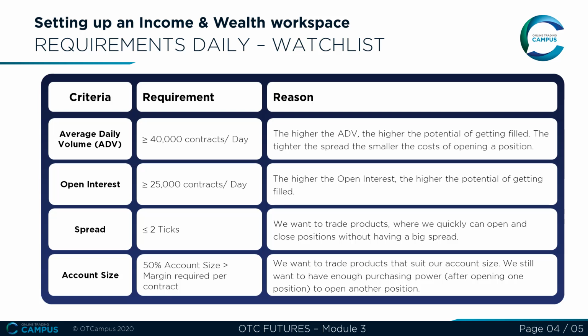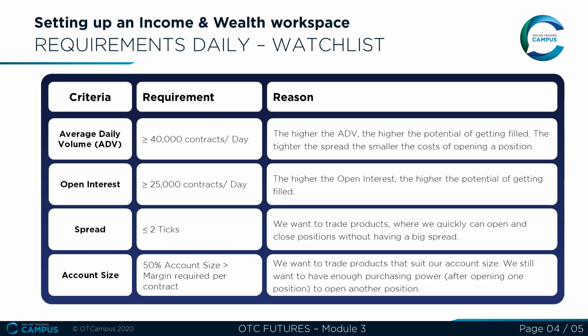Let's go through the watch list requirements that we briefly touched upon in the previous lesson. This is now the criteria for daily income traders. In total, we have 4 criteria that have to be met: average daily volume, open interest, spread, and account size. So what is the requirement for average daily volume? The requirement is 40,000 contracts per day have to be traded or even more. What's the reason for that? The higher the average daily volume, the higher the potential of getting filled. The tighter the spread, the smaller the costs of opening a position.